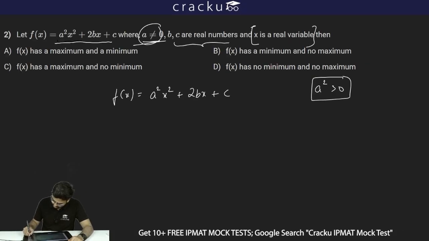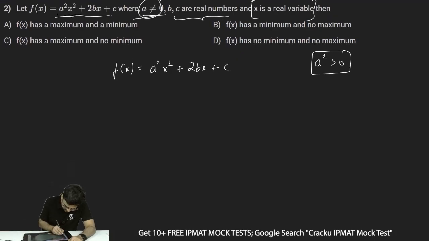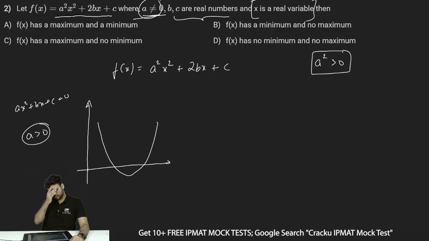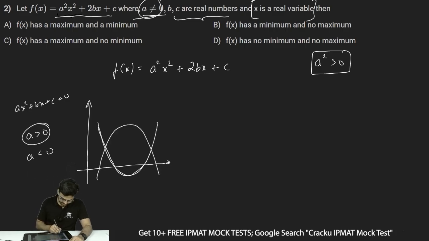Now if we know about the diagram, if I have an equation like ax square plus bx plus c equal to 0, the diagram for this will be something like this. If a is greater than 0, the graph is upward facing. If it is less than 0, how will the graph look? The graph will look something like this. If a is less than 0, then the graph will look like this. And if a is greater than 0, the graph will look like this.